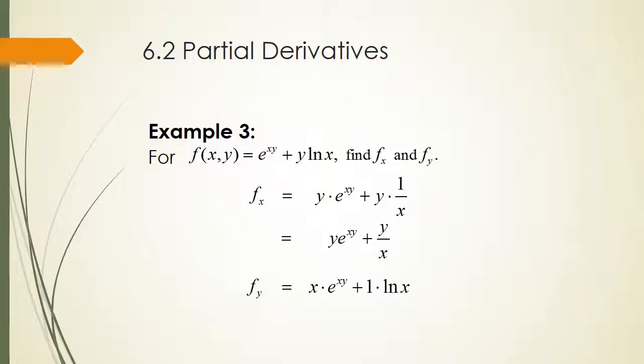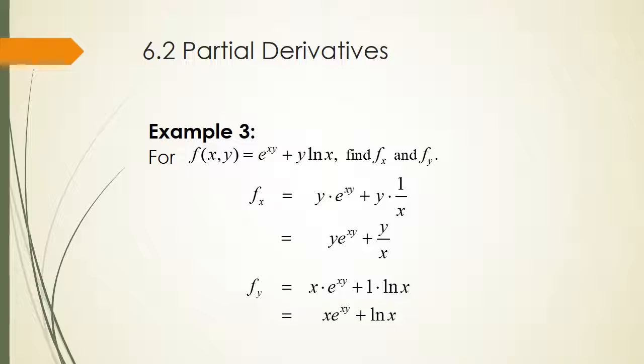And for the partial derivative with respect to y, it's very similar. It's going to be e to the xy times the derivative of xy. This time that derivative is going to be x. And then remember, x is a constant here, so the y becomes 1. It's just plus 1 times the natural log of x, because that's going to be a constant.